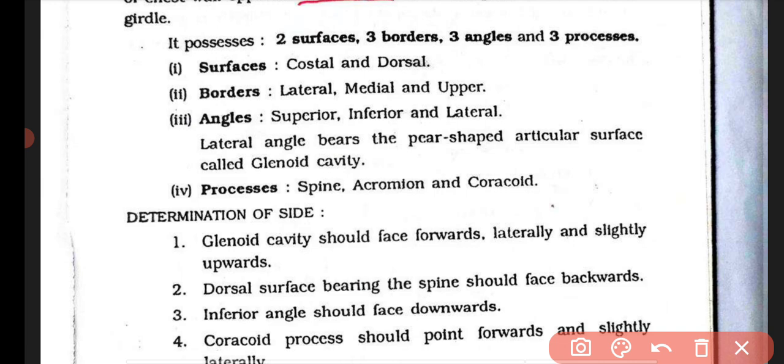Now, in case of side determination, the first part is that the glenoid cavity should face forward, laterally, and slightly upward. The most important part is that the glenoid cavity lies laterally. So we'll know what the glenoid cavity is now. What is the glenoid cavity?